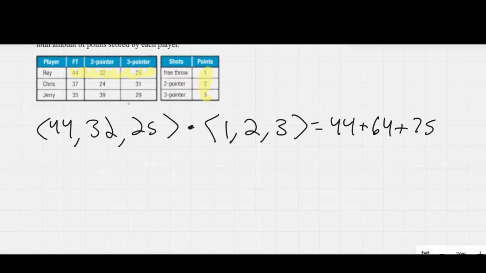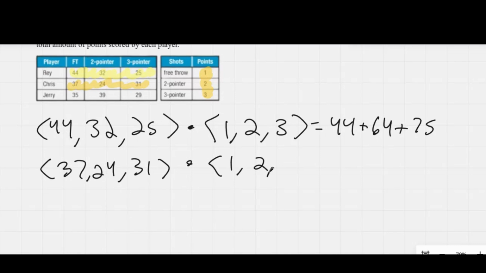All right, moving on to the second row, and we're still on the first column of our second matrix. Let me use a different color. We are doing this dot product of the point values, so we have 37, 24, 31 dot product 1, 2, 3. 37 times 1 is 37, plus 24 times 2, which is 48, plus 31 times 3, which is 93.